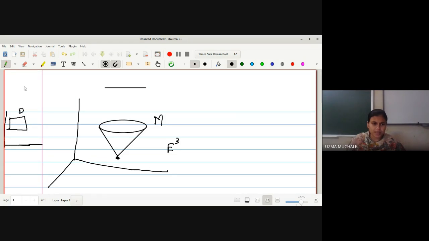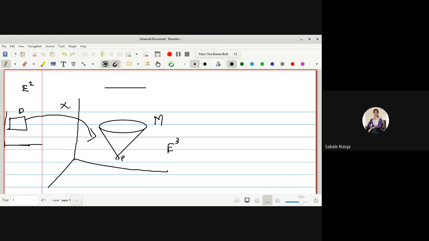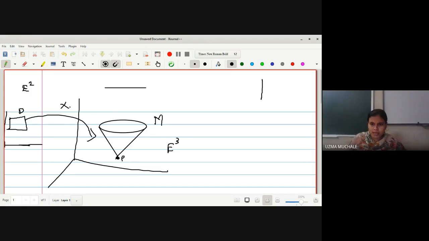D is a subset of E2 space, and we should have a mapping in such a way that X is a mapping from D to E3 such that for every point P. Now if I want to consider this to be a point P, can I find a neighborhood which is entirely contained in X of D, the image of D? Okay, don't imagine X of D. Can you find out a neighborhood for this point which is entirely contained in the surface M? No, ma'am.